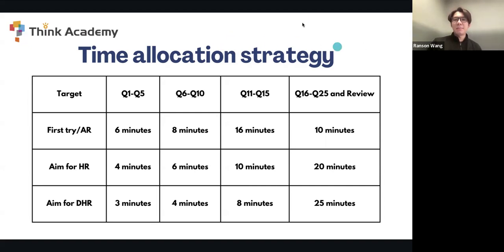Whether it's on paper or on a computer or iPad or something depends on the test center. At Think Academy, ours is paper based, but in some other centers, it will be computer based. In every test center of Think Academy, we have a timer counting down so that every student can see how much time is left. So this is the time allocation.